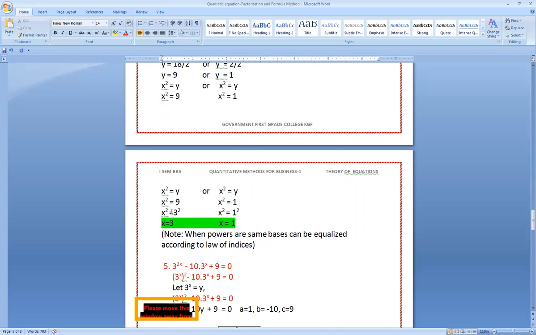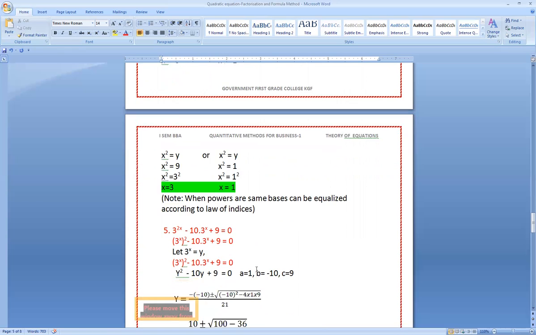So here the power value 2 equals 2 means the value of x is 3. Here also on the other side, 2 equals 2, the powers are the same, so the bases can be equalized. The base value is x equals 1. So this is how we need to calculate the value of x by using the law of indices.